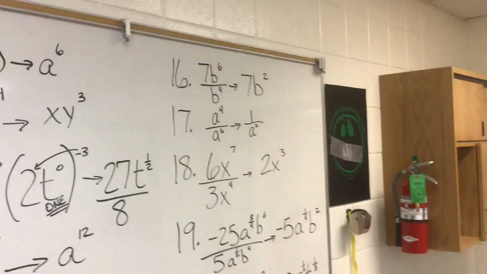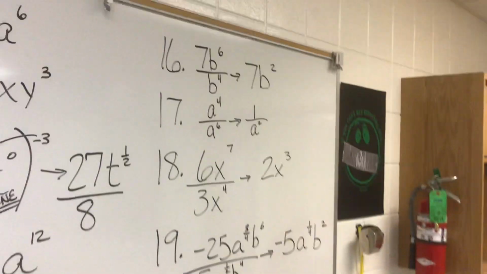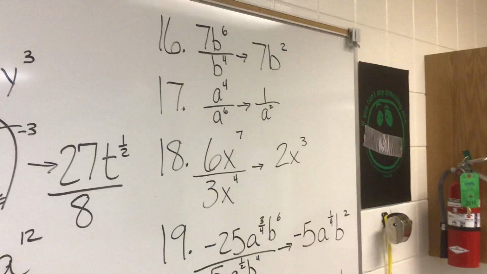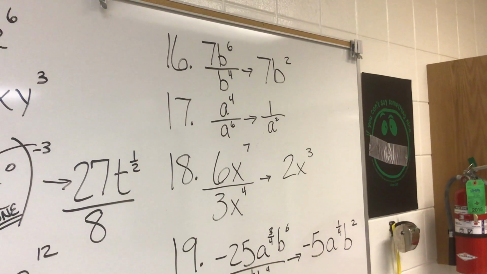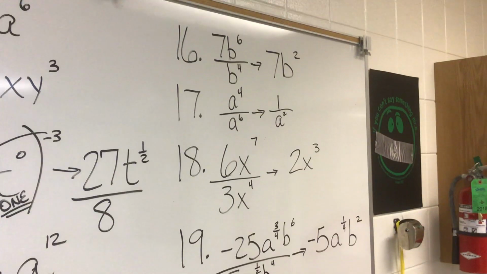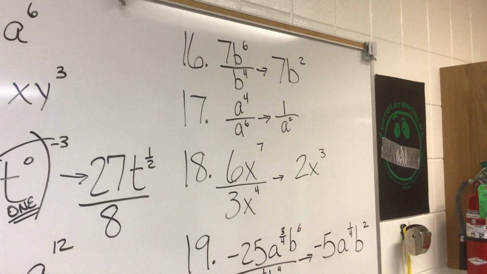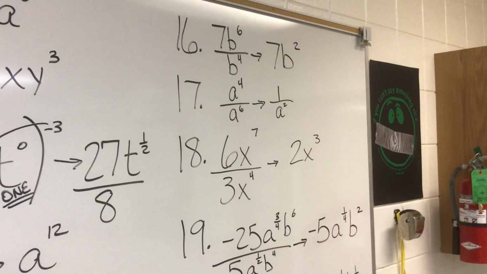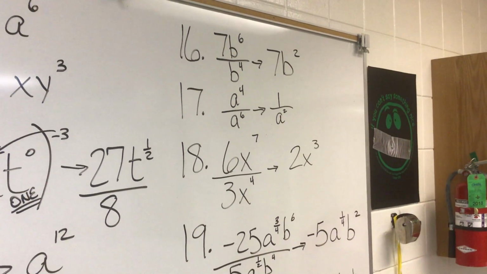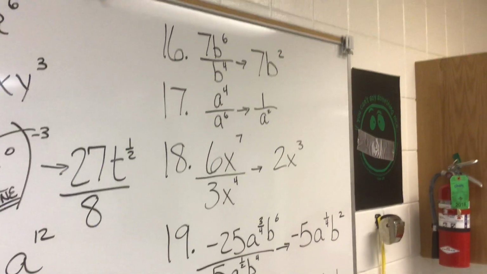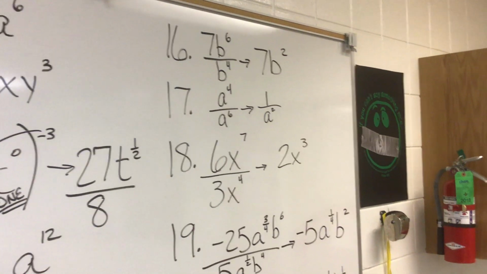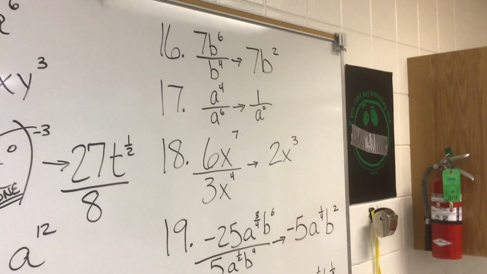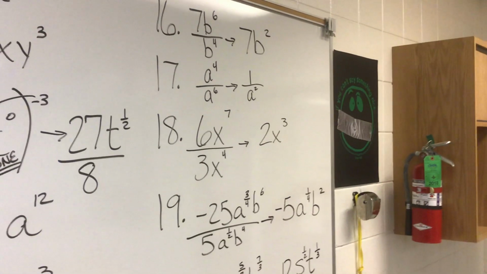Number 16. Now we're getting into 7.4 where we have division involved here. So remember, we don't want to subtract. Okay, we've talked about this in class a lot. It's much easier if we just say, I have 6 b's up top, right? B times B times B times B times B times B. And on the bottom, I've got B times B times B times B, 4 b's. Once I reduce them, I'm left with 2 up top. So 7b squared.